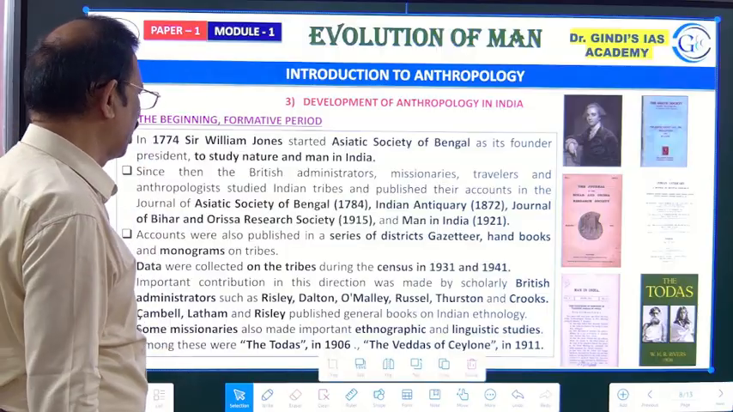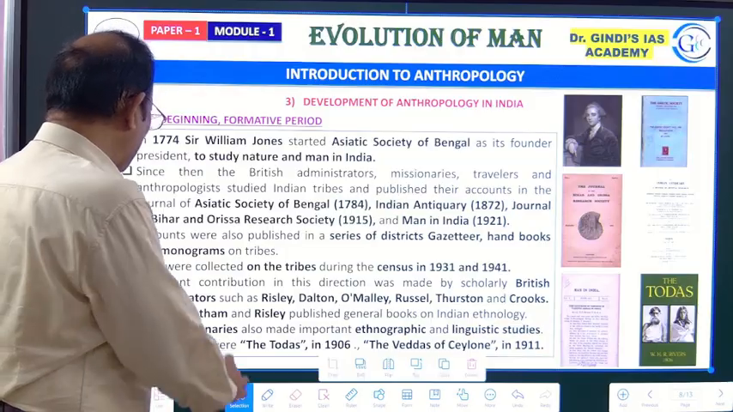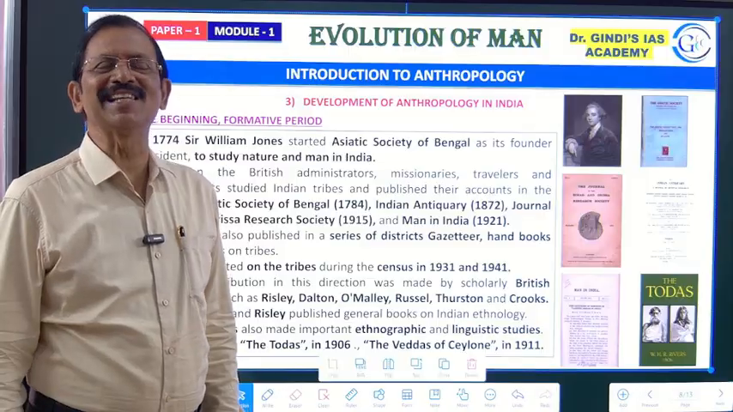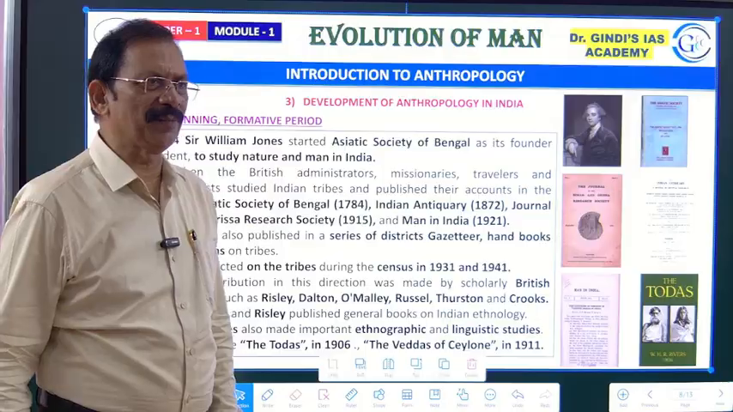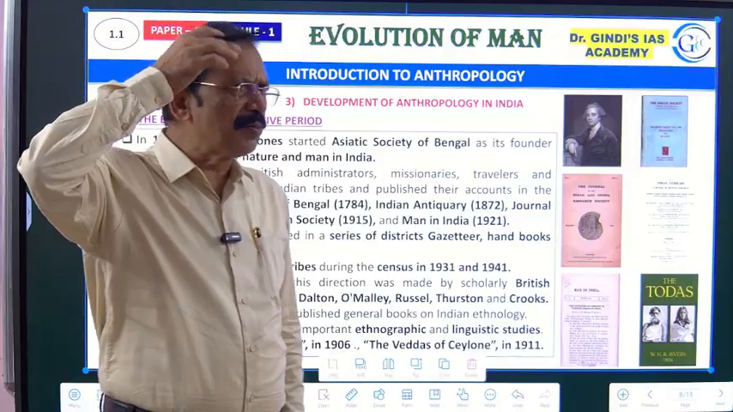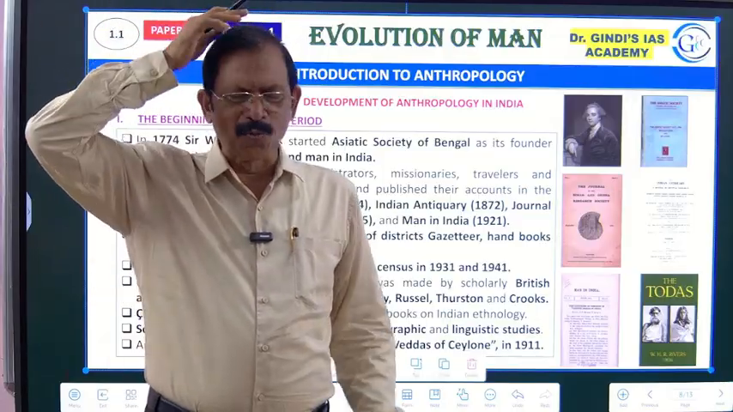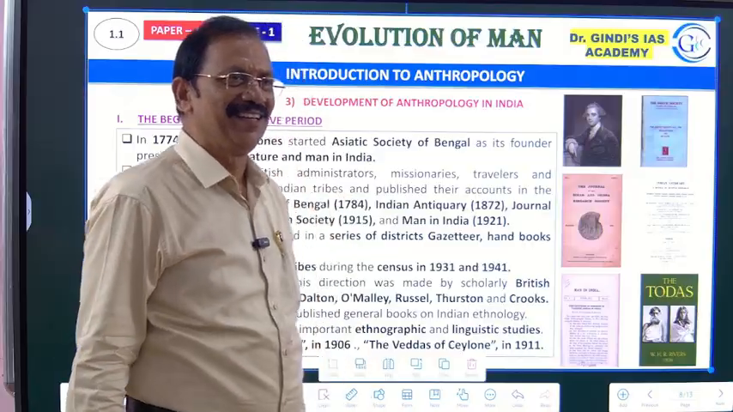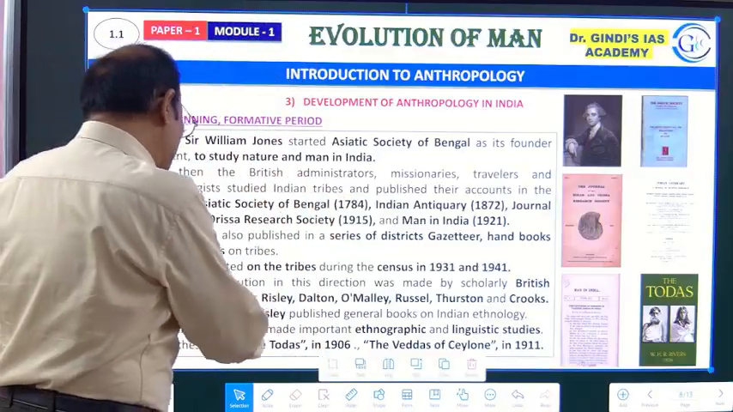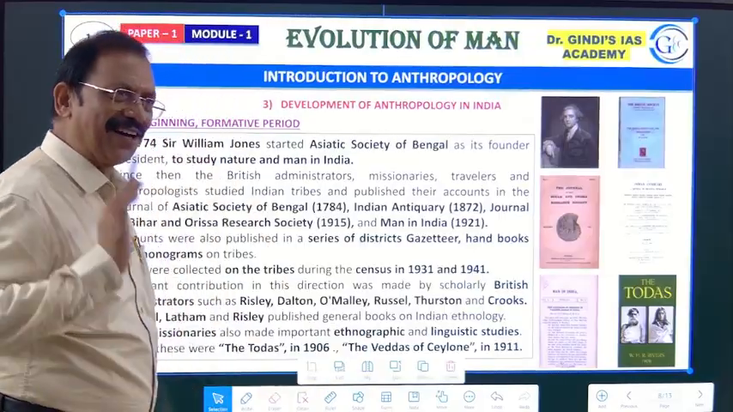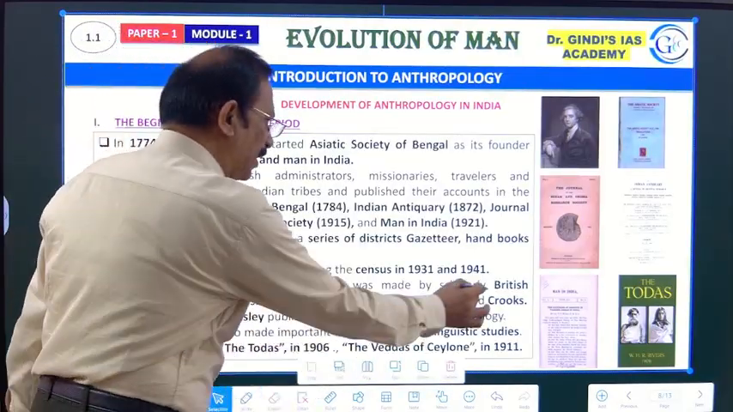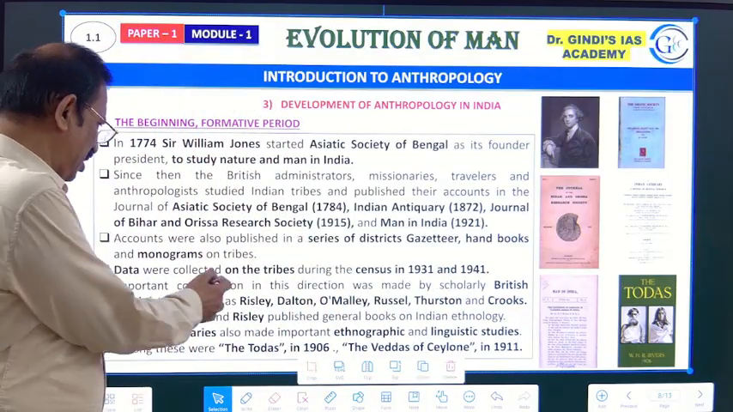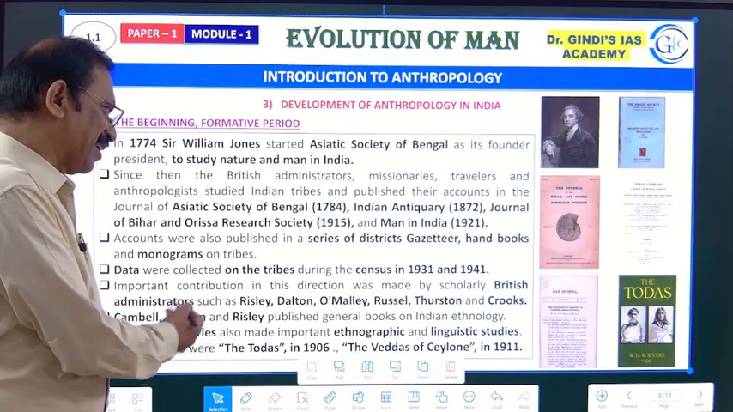An important contribution in this direction was made by scholarly British administrators such as Risley. In the examination you may get Risley's classification; I will explain it in another chapter. He explained about head forms also: what are the various head forms, what are the noses. Everything was systematically conducted through surveys. He was a scholarly British administrator, having the knowledge, but he was the British collector at that time. So like this: Risley, Dalton, Maley, Russell, Thurston.